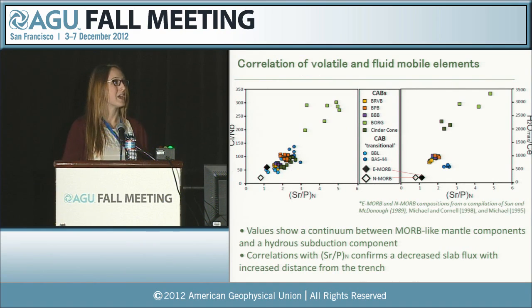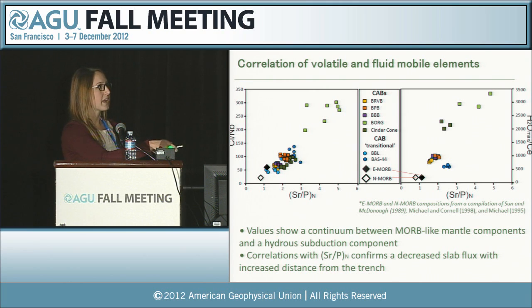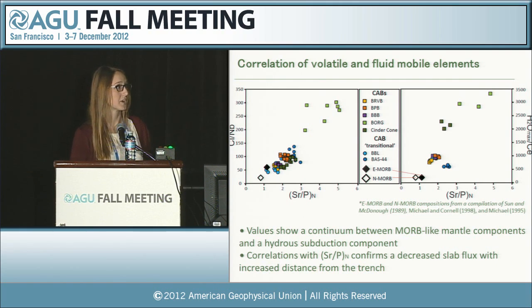Okay, so now that we have our volatiles sorted out, we can now compare them to the fluid mobile elements from these melt inclusions. Here we have chlorine over niobium and our maximum water versus cerium, versus this slab fluid tracer, strontium over phosphorus, and you can see that they correlate very well.